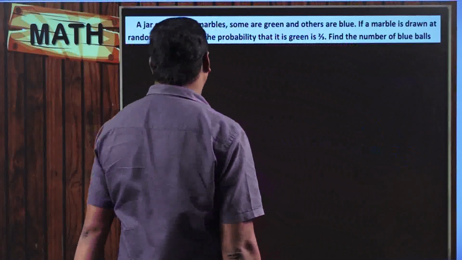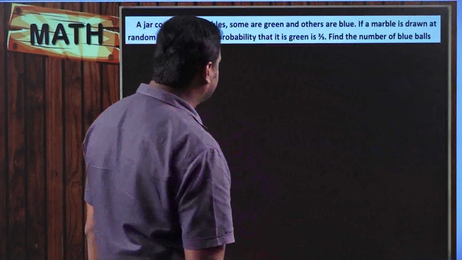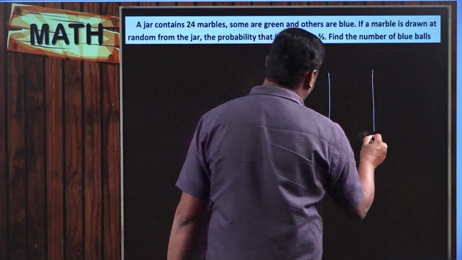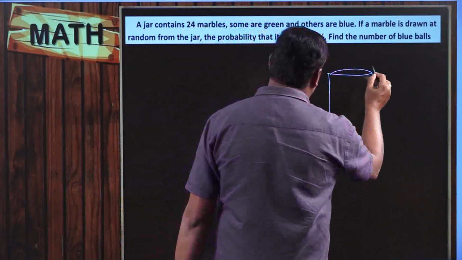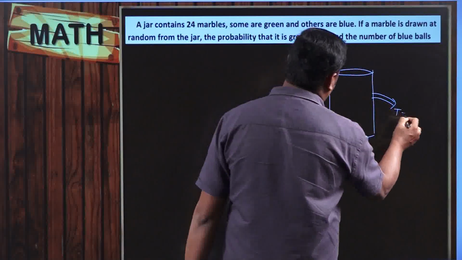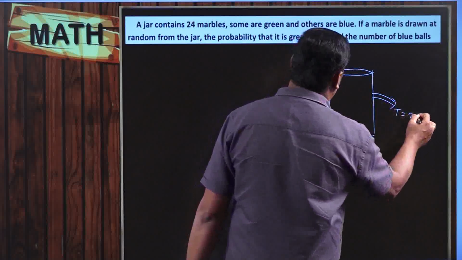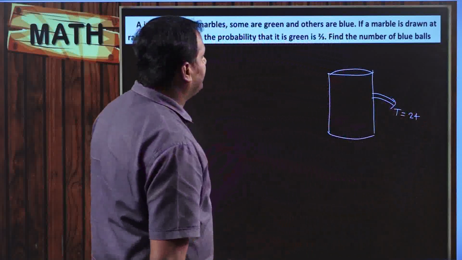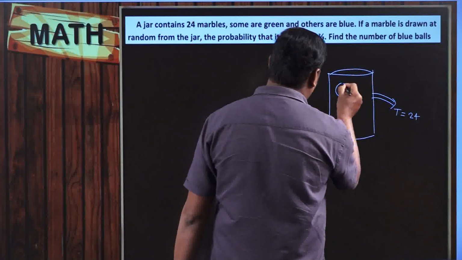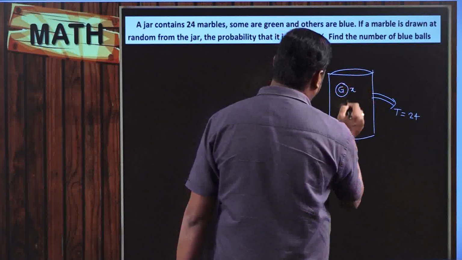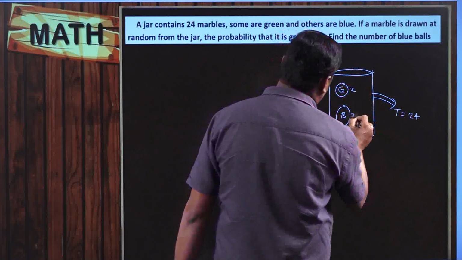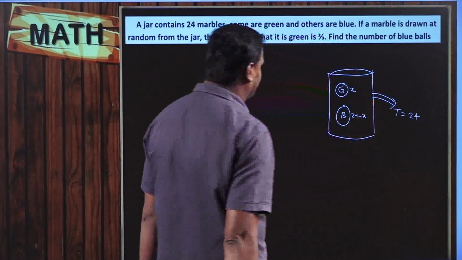The next problem is: a jar contains 24 marbles. Some are green and others are blue. So this is also the same as before. In this jar we have 24 marbles in total. Some are green and others are blue. So for example, the green marbles are X, and then the other marbles are blue. What about the blue marbles out of 24? So 24 minus X are blue marbles.